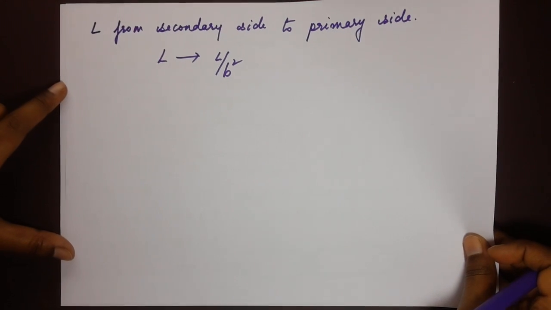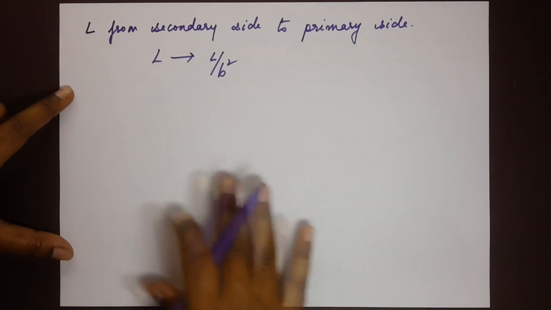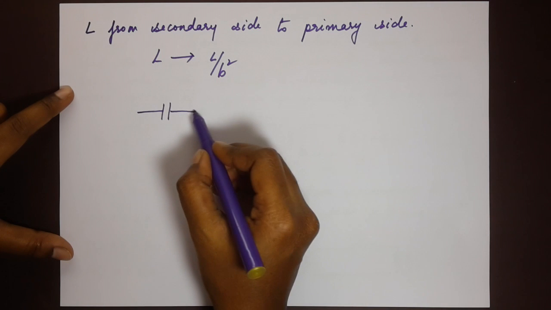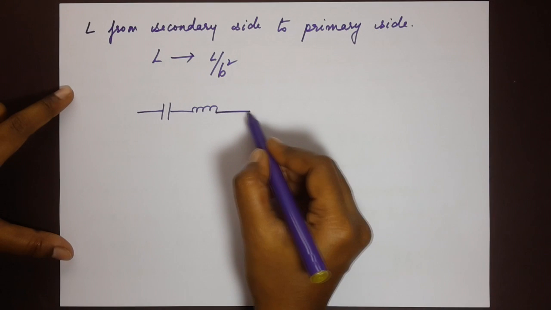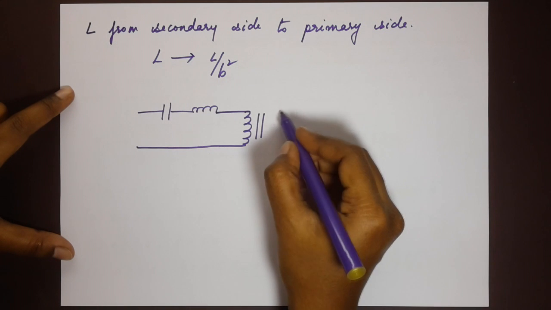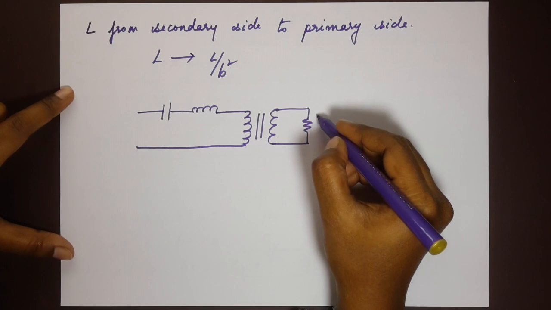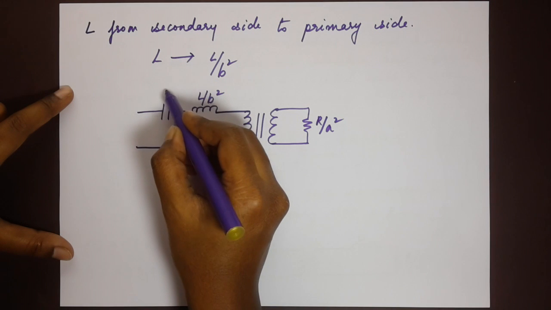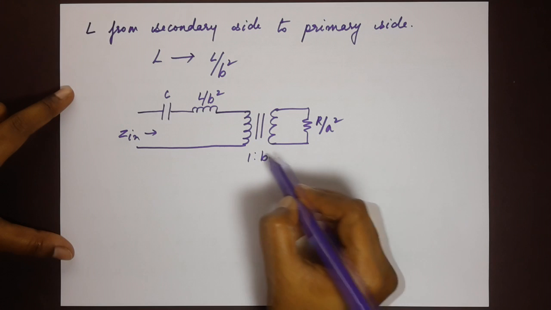Now, I am going to draw the equivalent circuit of just one set of ratios. This is our capacitance. Now we have shifted L from the secondary to the primary. Here is our primary winding, and we still have the resistance here, R by A square. This is L by B square. This is C, this is Zin. And the ratio here is 1 is to B.